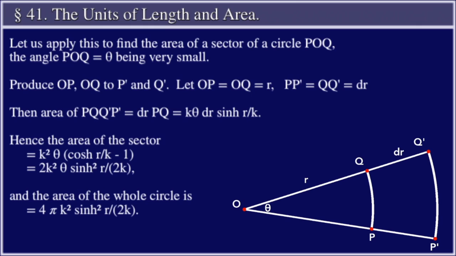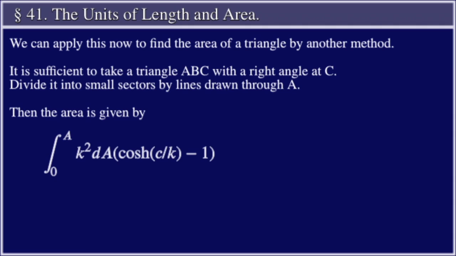Hence the area of the sector is equal to k squared theta times the quantity cosh(r/k) minus 1, equal to 2k squared theta sinh squared(r/2k). And the area of the whole circle is 4 pi k squared sinh squared(r/2k). We can apply this now to find the area of a triangle by another method.